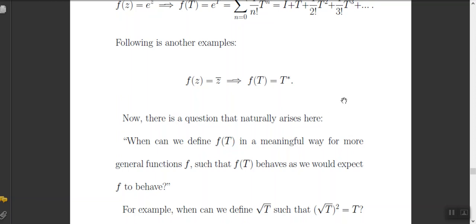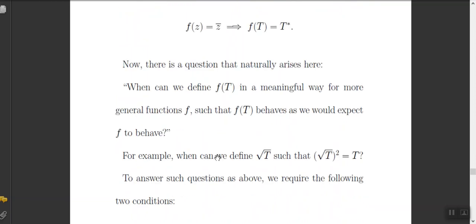Now here's the question. We ask: when can we define f of t in a meaningful way for more general functions f, such that f of t behaves as we would expect f to behave? What does it mean? So far we have seen a few examples, but the question is, can we define f of t for every kind of function? And if we can do this, do we need some condition? Of course we need. We are going to talk about it.